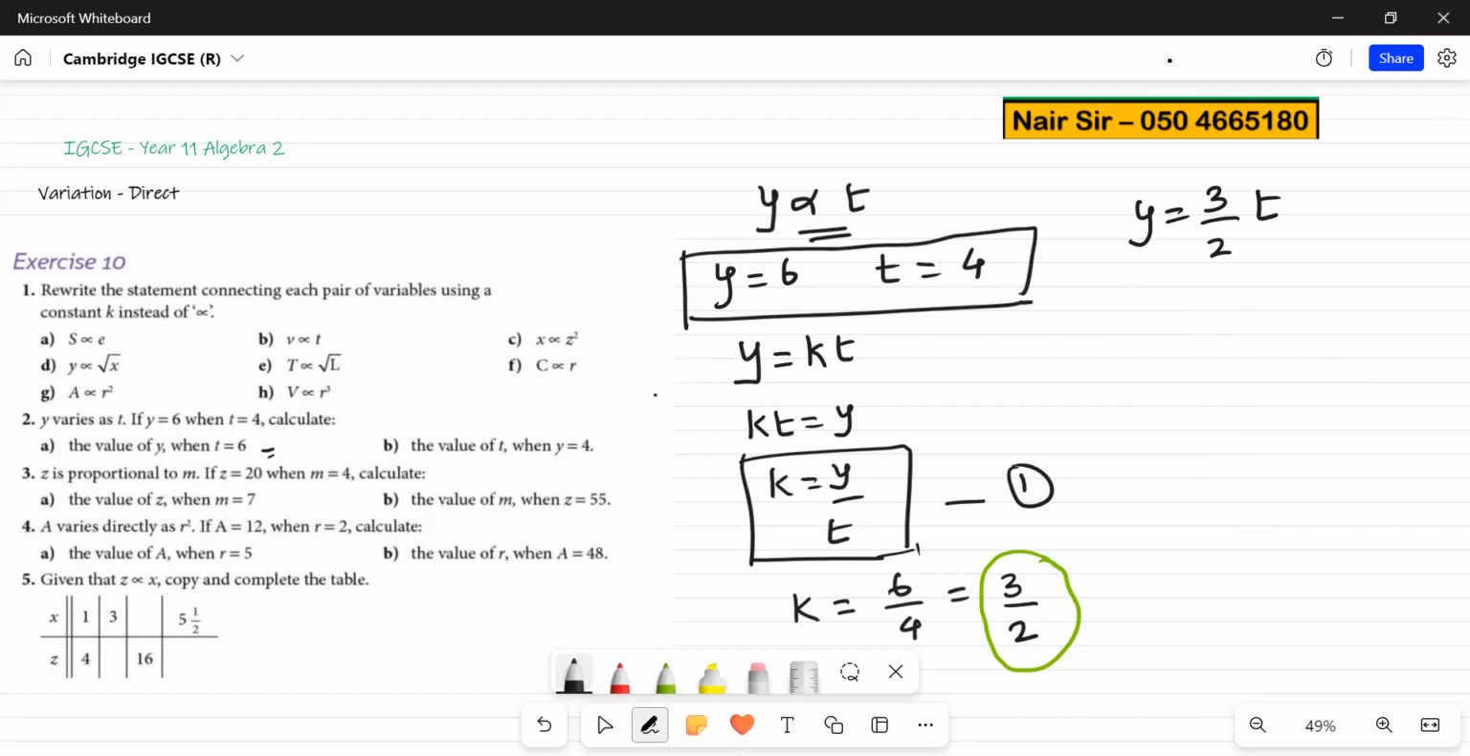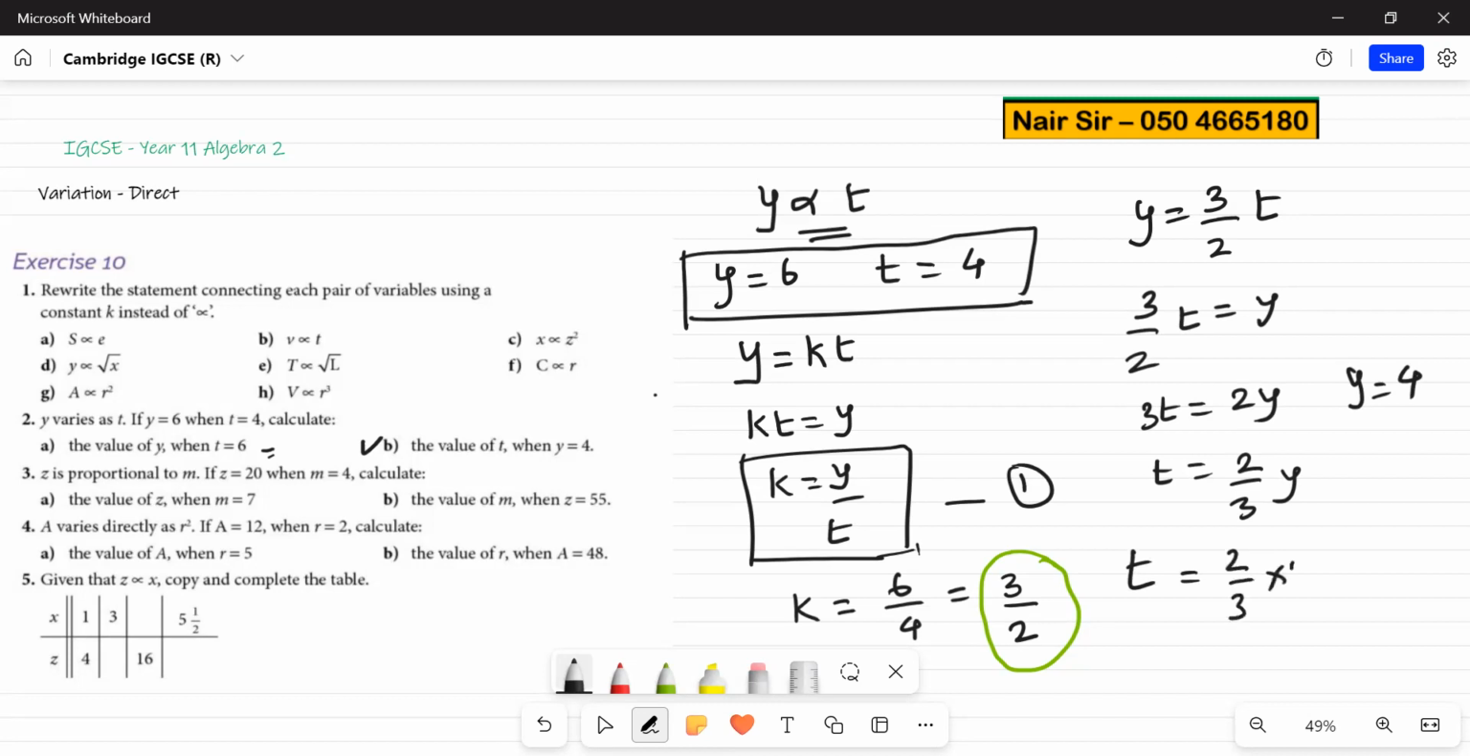In the second question, I've been given find the value of t when y is equal to 4. Now t is the subject. Okay. So what can I write this as? 3 upon 2 t is equal to y. So I can write this as 3t is equal to 2y. T is equal to 2 upon 3y. Now put the value of y equal to 4. So what happens t? T is 2 upon 3 multiplied by 4. That is nothing else but 8 upon 3. Hope you have understood this.